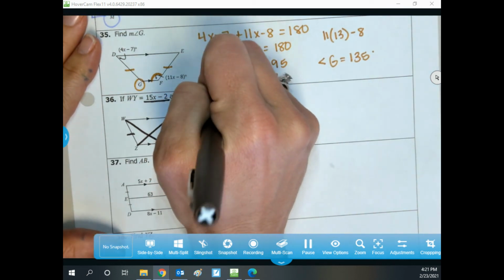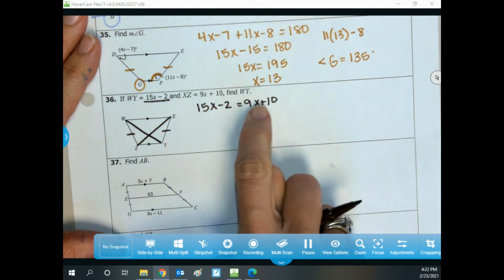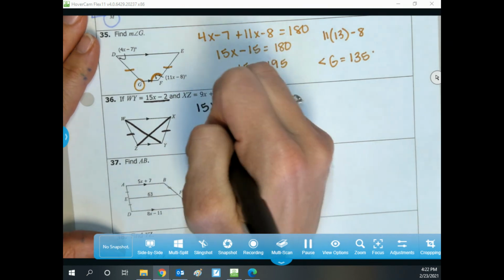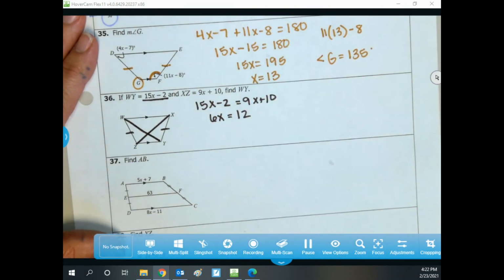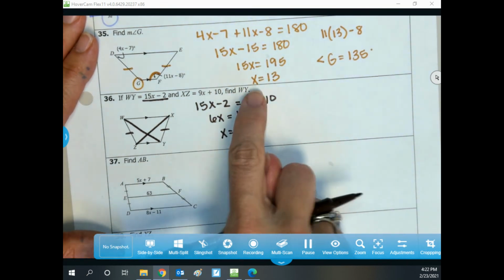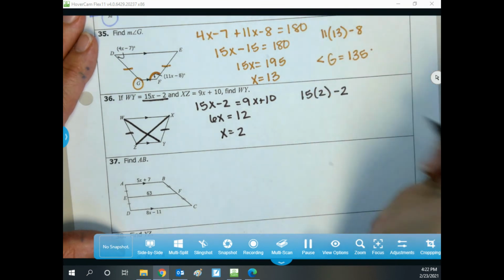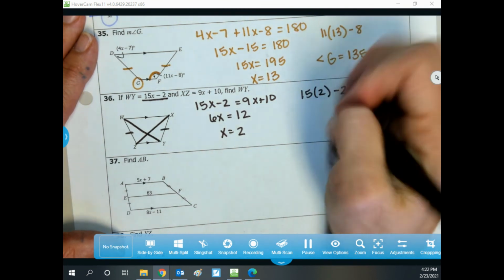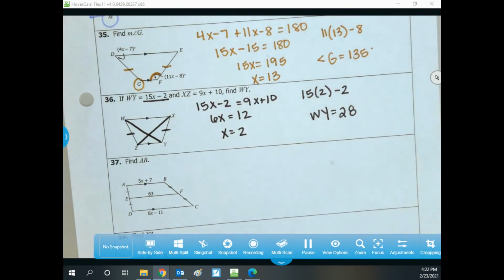So we should have done 15x minus 2 equals 9x plus 10. Subtract 9x from both sides. We get 6x. Add 2, and we get 12. Divide by 6, and x is equal to 2. Then plug it back in to find WY. 15 times 2 minus 2 is 30 minus 2. So WY is 28. Last two.